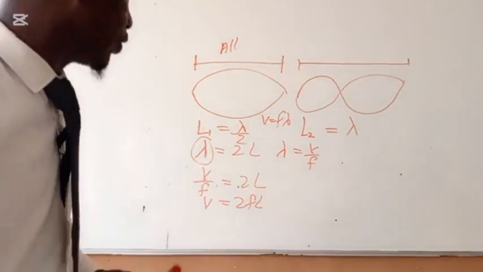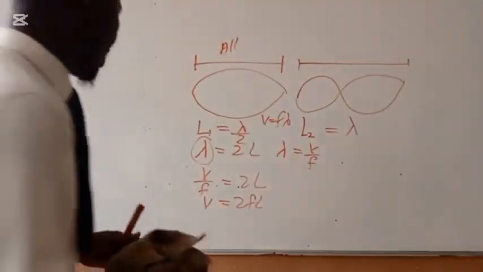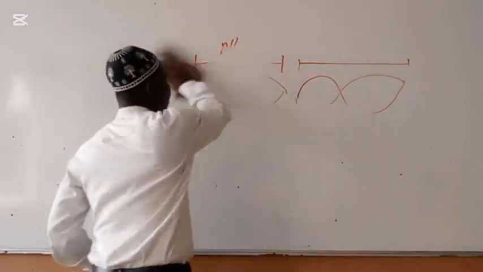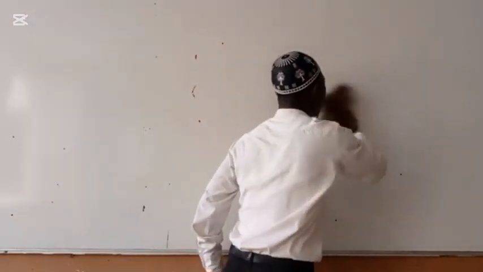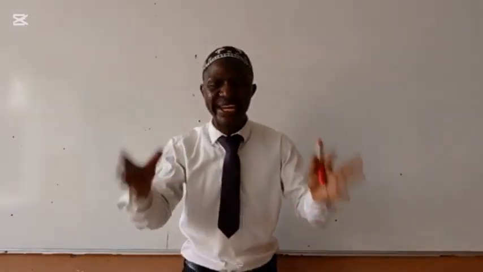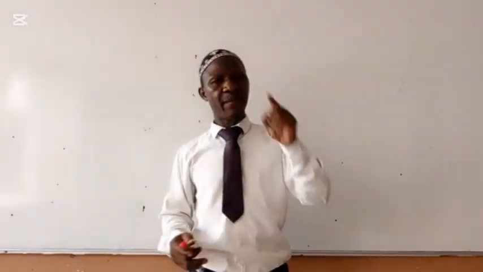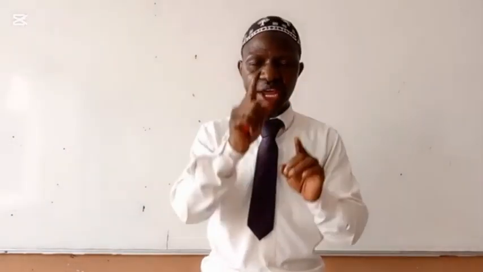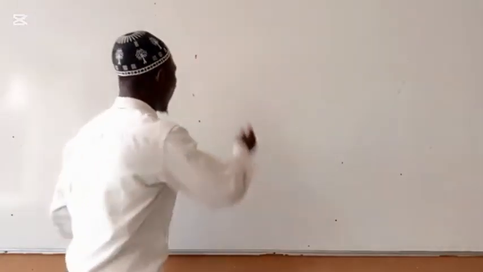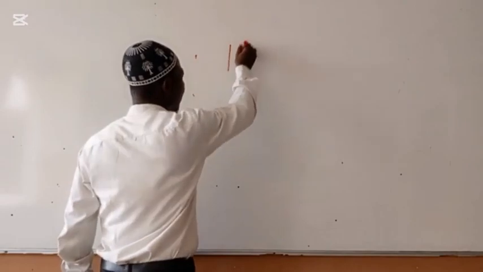Now let's go to open pipe and see how it produces sound. The first thing is, what is an open pipe? A pipe is said to be open if both ends are open. But a pipe is said to be closed if one of the two ends is closed. Now let's do that of open pipe first. For open pipe, you have it like this.